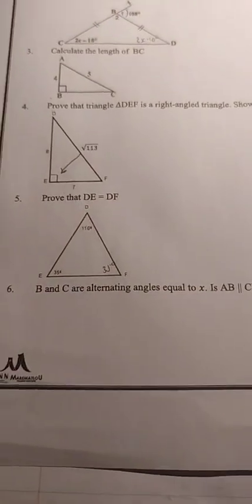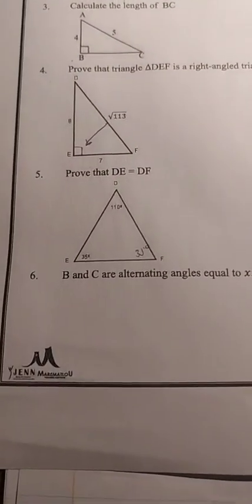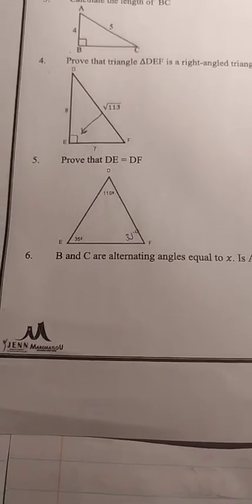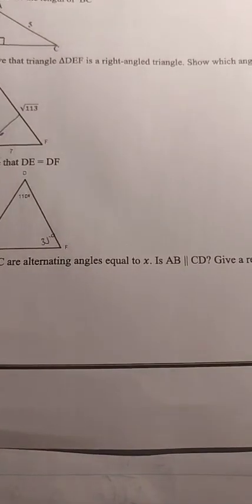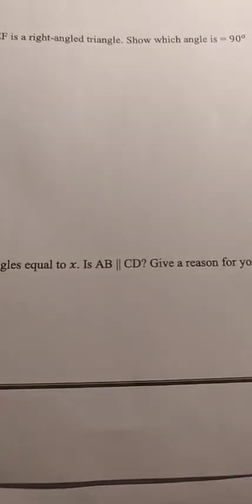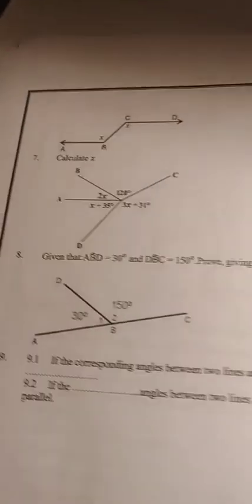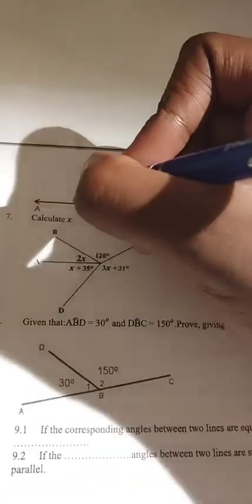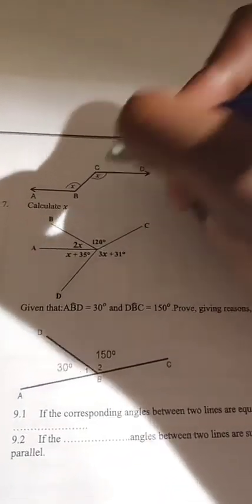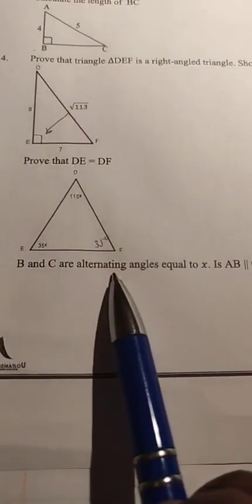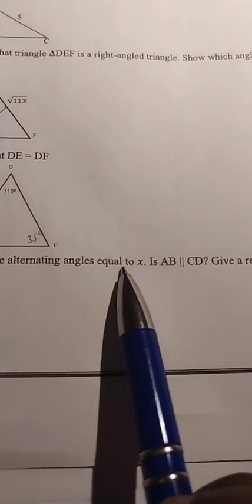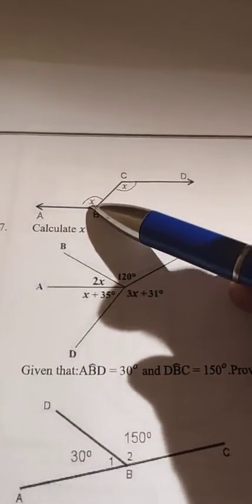Look at this. Number 6. B and C are alternating angles equal to x. Is AB parallel to CD? Give a reason for your answer. Let me just show you the actual diagram. B, here's B, and C, here's C, are alternating angles. They are both equal to x. You can see that. There they are.